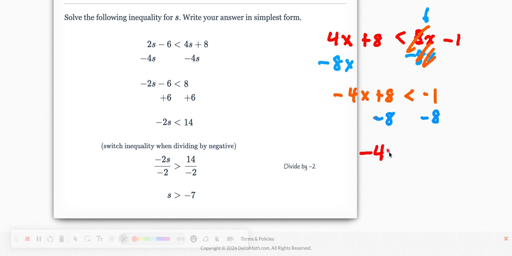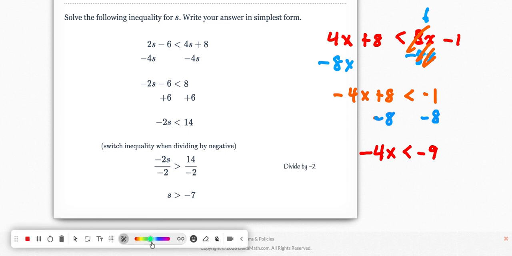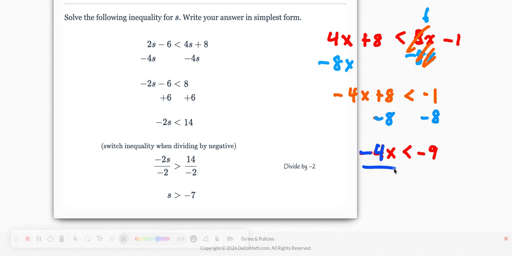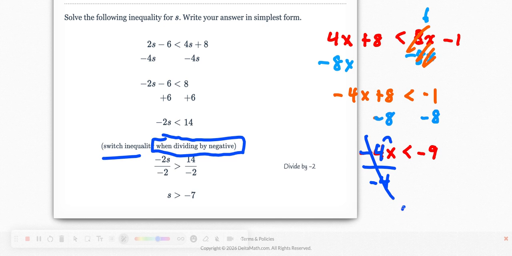And then you'll have negative 4x is less than negative 9. Okay, final step. This won't always happen, but in this case you do, since you have to get rid of that negative 4. If negative 4 is multiplying to x, you've got to divide by negative 4. But when dividing by a negative, switch the inequality. Okay, so that cancels out. And you have x, and I'm going to switch the sign, greater than negative 9.